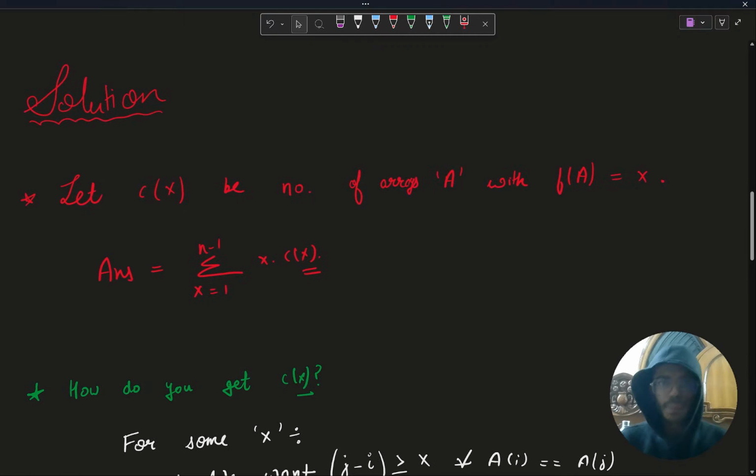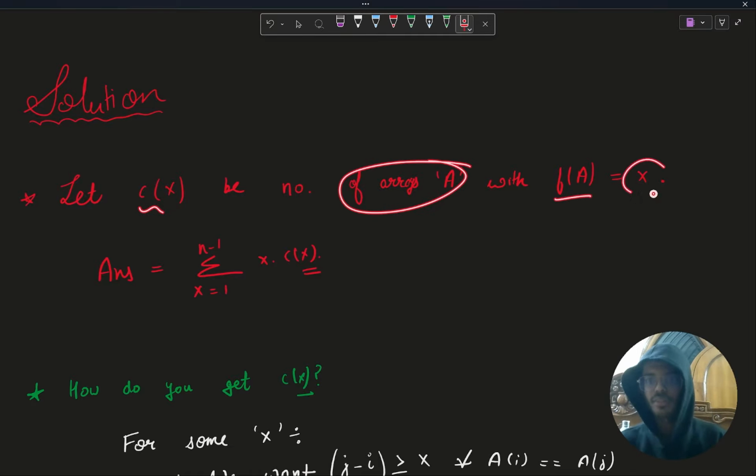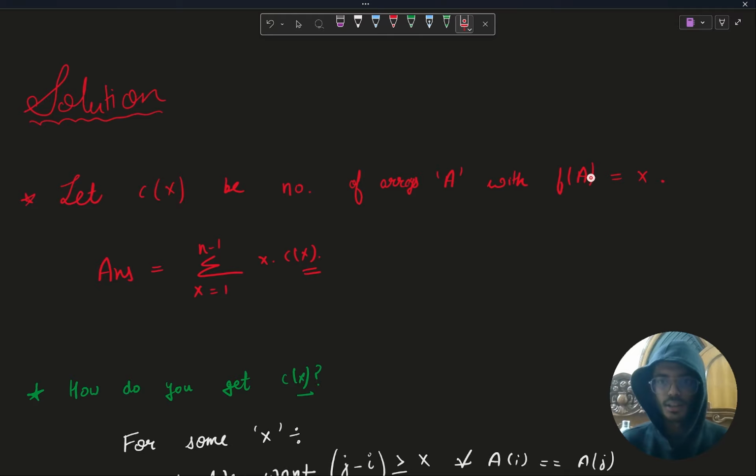So let us begin by defining C of x as the number of arrays A with f of A equal to x. So what is C of x? It is the total number of arrays that we can create which will have f of A as x. And how many such C of x can exist? That would be n minus 1.